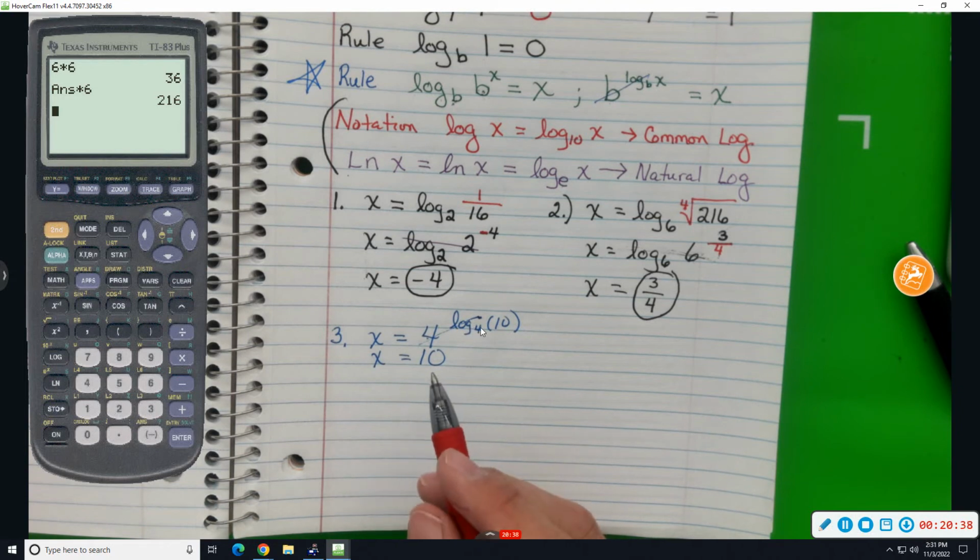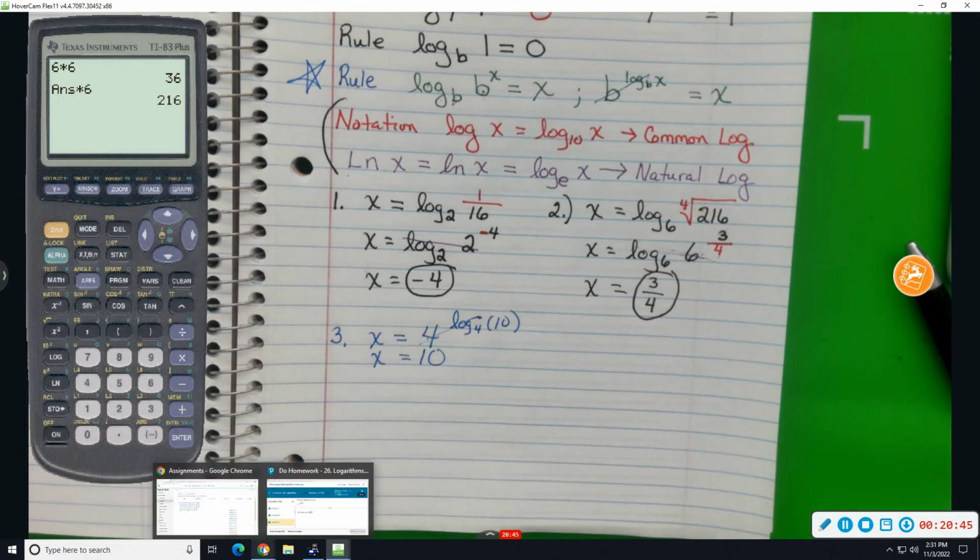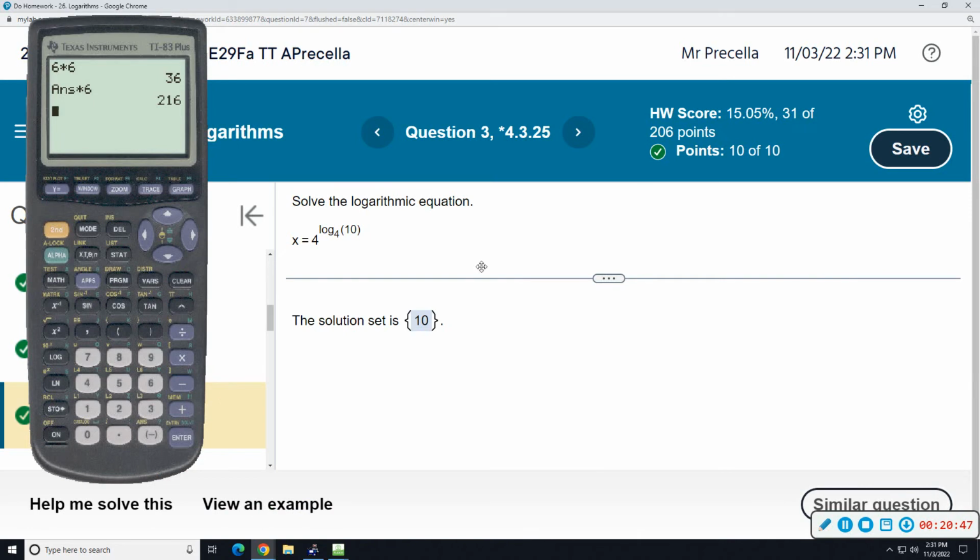If it's a log base 4, you use the base of 4. In fact, I think number 4 hints at it. Let's see. So let's type. Oh, you've already done it. I did. Okay. Number 4.